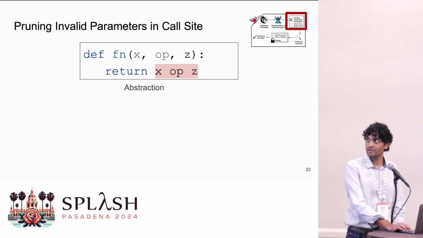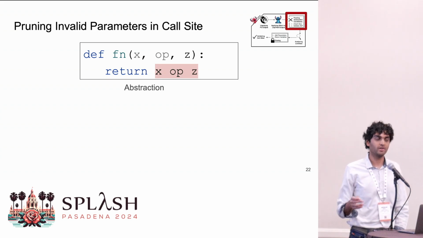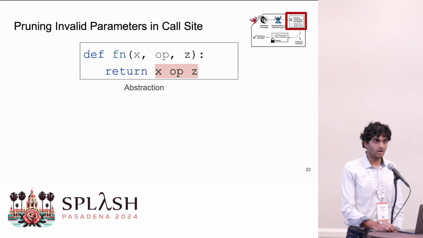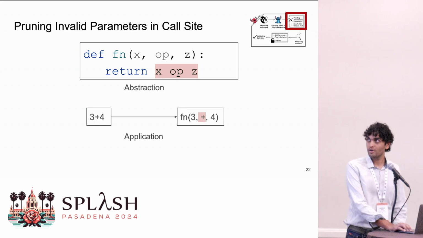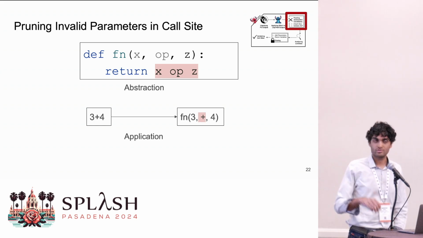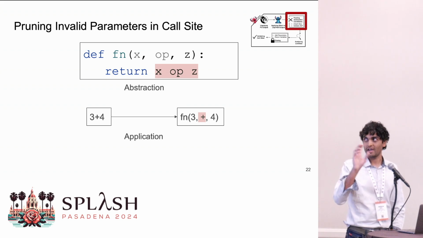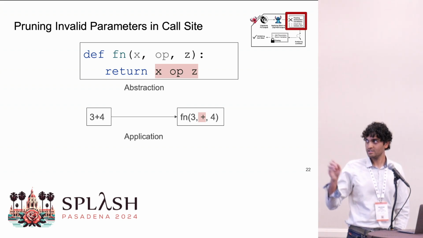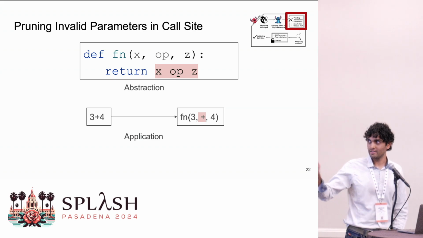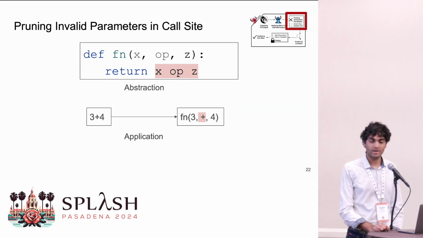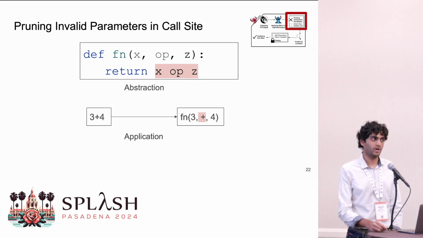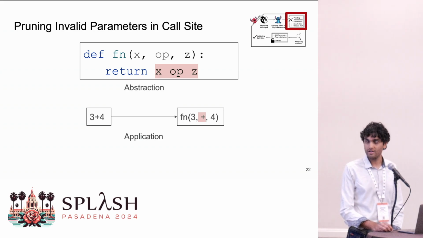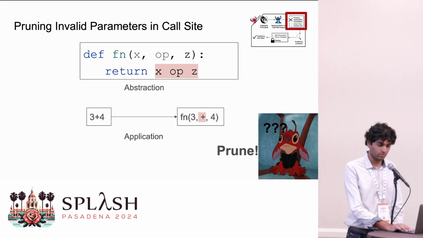Next, let's take a look at another example where we have invalid parameters being called at the call site. So here's an example where the abstraction does something like X operator and a Z. And on the call site, what's intended to be done is to pass the addition operator as a parameter. This is again invalid in Python, and we figure this out and we prune it.